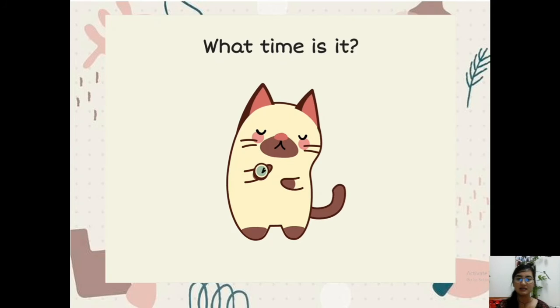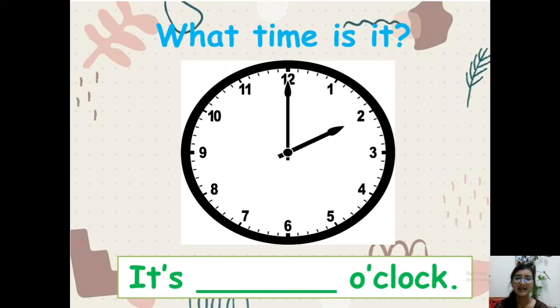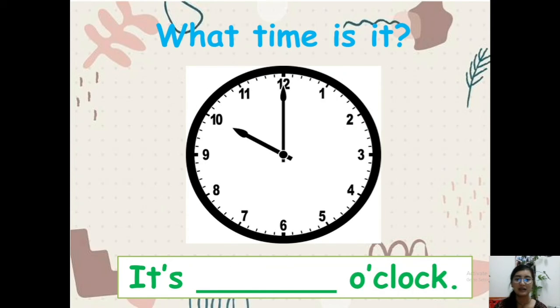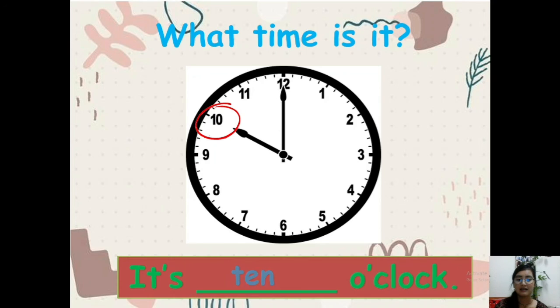What time is it? The short hand points to 2, so the time is, it's 2 o'clock. Very good! Next, how about this one? What time is it? The short hand points to 10, so the time is, it's 10 o'clock. Great!